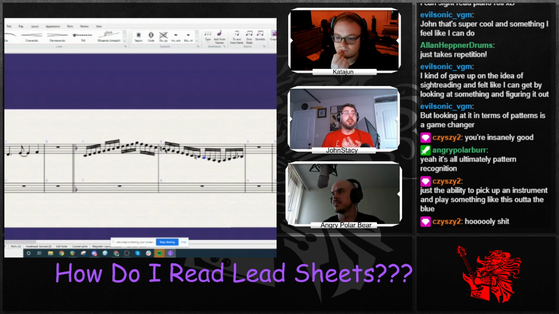True. And it works the same on guitar. If you know your scales, then really you can just let the shapes guide you. This is why scales are important, everybody. So you can read like JohnStacy. Right. I'm an awful piano player.